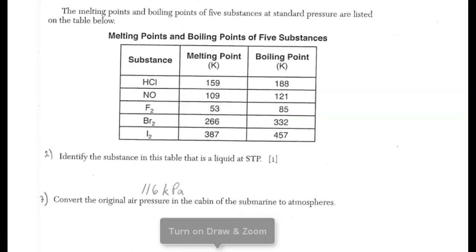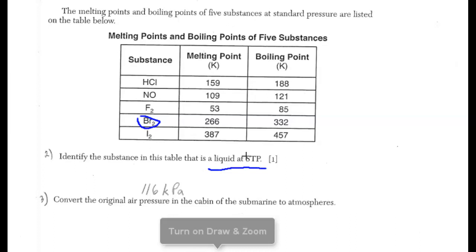Okay, the next two questions here, you see we have a data table. They're talking about 5 substances at standard pressure, and you're asked to identify the substance in this table that is a liquid at STP. Now, you might have memorized that you have 2 liquids of the elements on the periodic table. One of them is bromine, one of them is mercury. Bromine is here, but we want to compare it to standard temperature, which is 273 K. Let's take a look. The answer is going to be bromine, but let's just make sure.